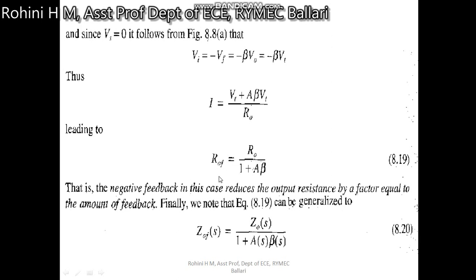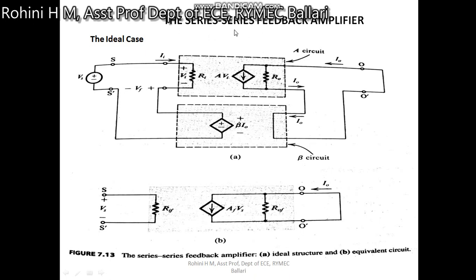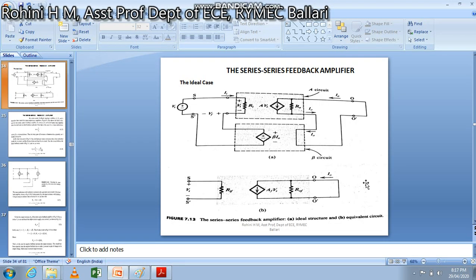So at the output side the resistance is reduced, whereas at the input side we saw that the resistance is increased. In general form, we can say that the impedance of the circuit is decreased at the output side, whereas the impedance is increased at the input side, because here it is divided by 1 plus A beta, the amount of feedback. So what happens? Output resistance is reduced by the factor equal to the amount of feedback. So the next discussion is the series feedback amplifier circuit.